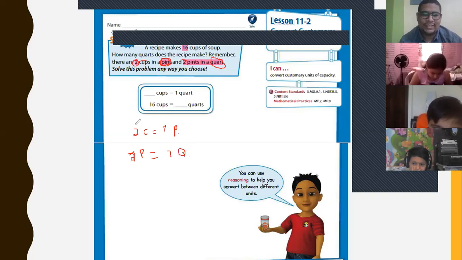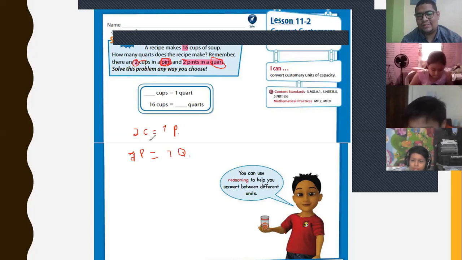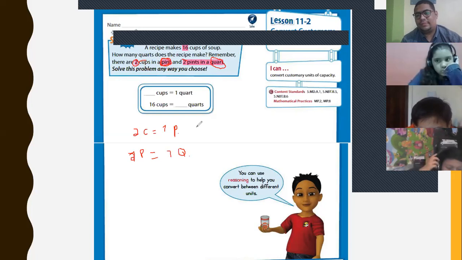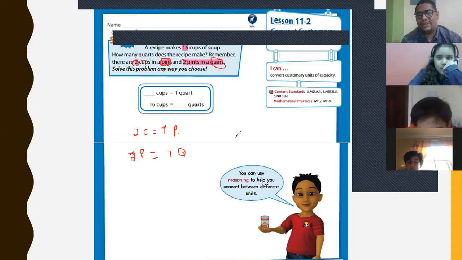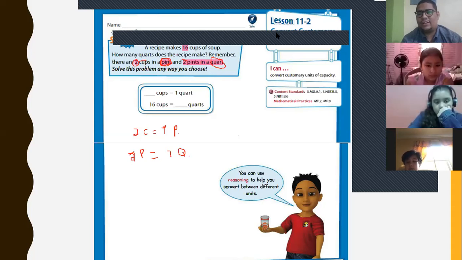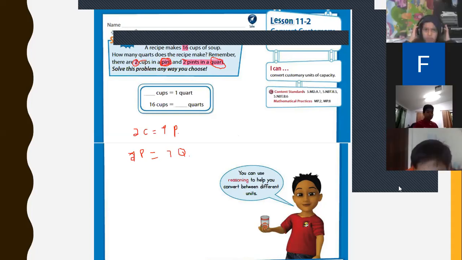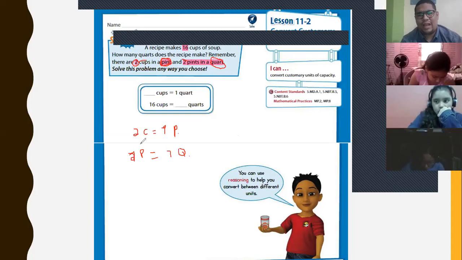Now, how many cups do you need to have 2 pints, guys? How many cups? Guys, are you paying attention? Guys, are you in the class or not? Why don't you answer? This is easy, guys. If you have 2 cups, it is equal to 1 pint. How many cups do you need to have 2 pints, guys? Mister, I don't understand the value of the pint. Try to think about it. Try to think a little bit.